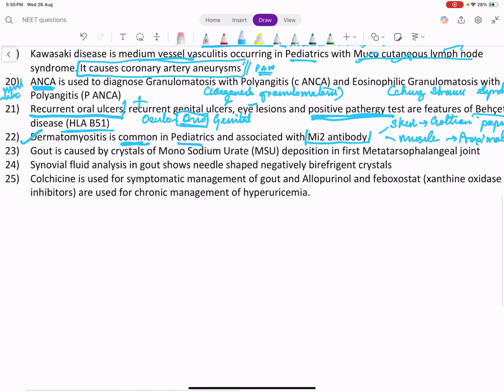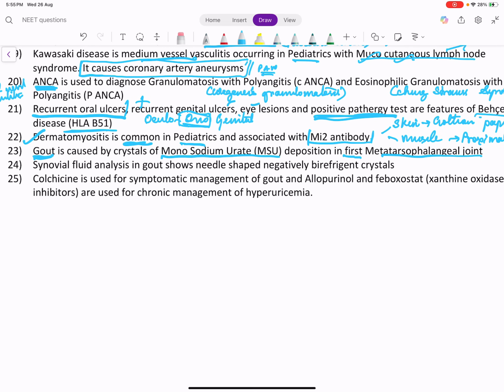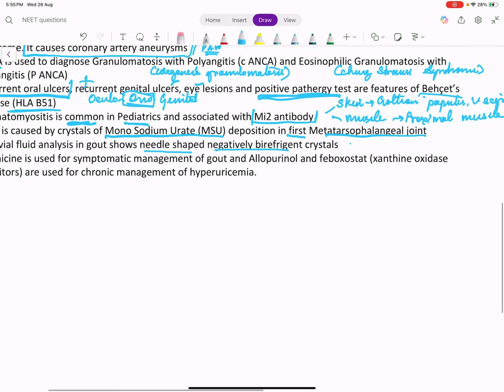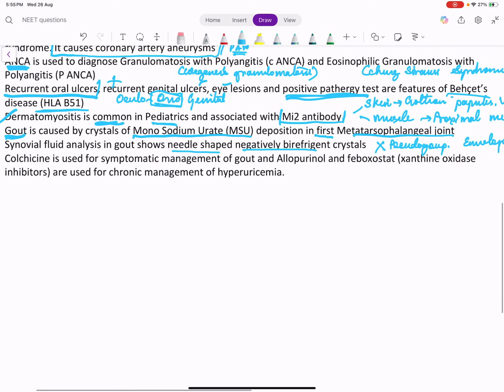Now about crystal deposition arthritis, gout is very important. Gout is caused by crystals of monosodium urate. Uric acid doesn't deposit. A salt of uric acid, that is monosodium urate, gets deposited. The common joint is the first MTP joint or the great toe. When you do a synovial fluid analysis, we can see the monosodium urate crystals, which are needle shaped, negatively birefringent crystals. This is in contrast to pseudogout, where calcium phosphate gets deposited, where we can get envelope shaped crystals. So, envelope shaped crystals are seen in pseudogout due to calcium phosphate or calcium oxalate deposition.